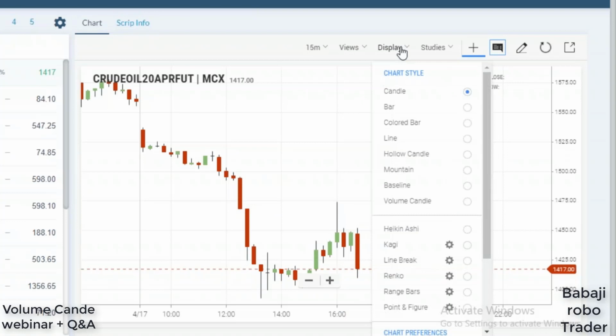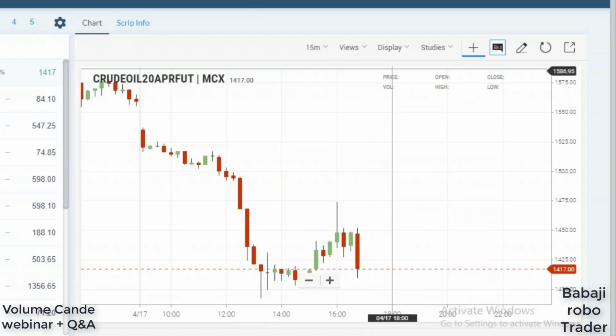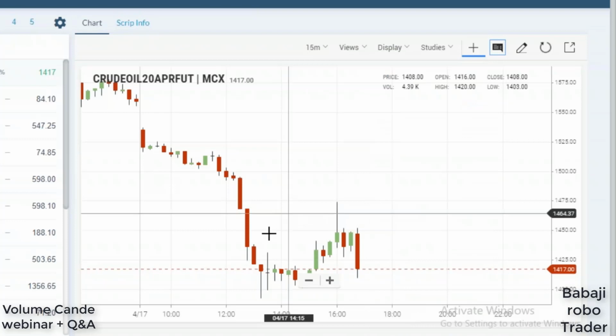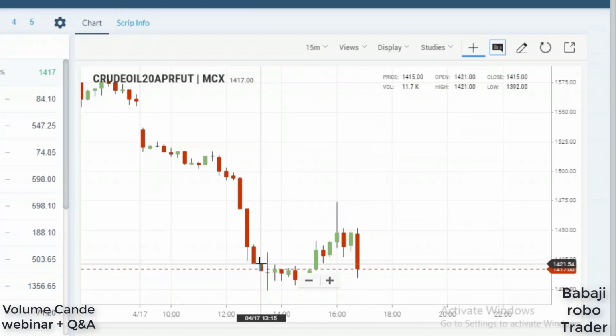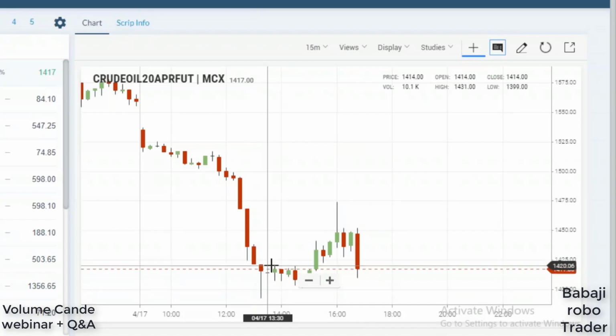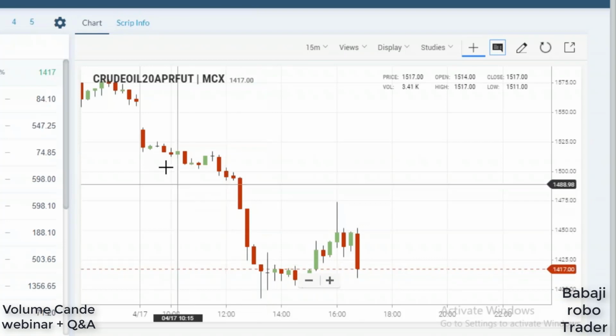Okay, now I'm changing your display to the volume candle. Target, we can keep any target. Suppose you are taking the buy here, suppose this is the pin bar, right? So if you are taking the high break, okay, Amit Rao is asking again. Okay, please tell again. So the thing is, I'm just repeating one more time.